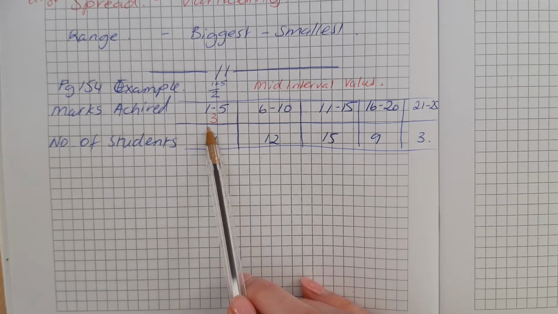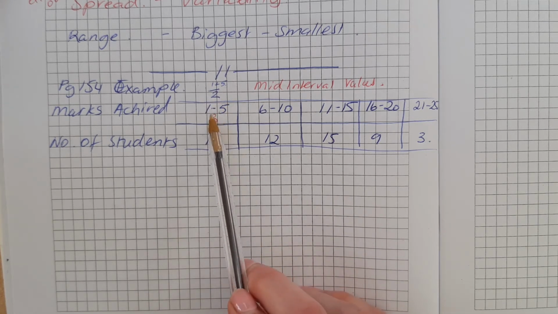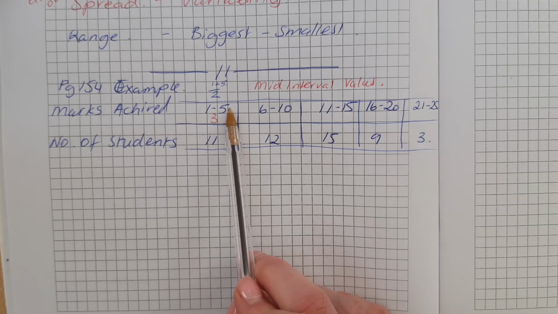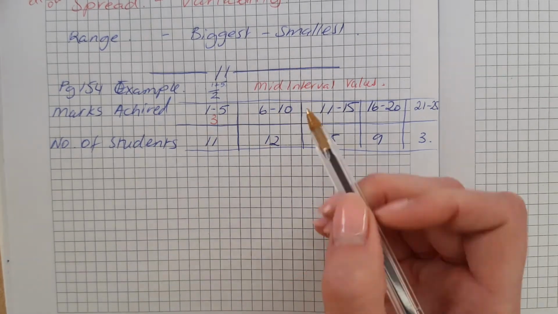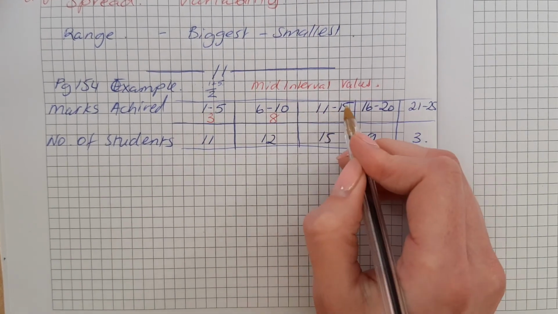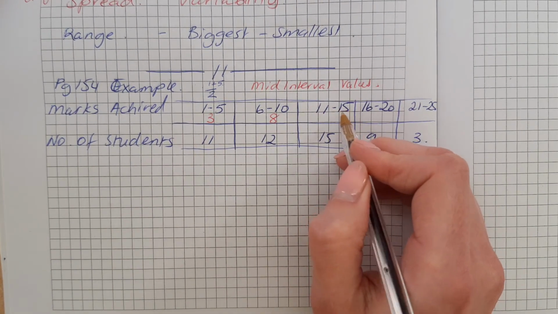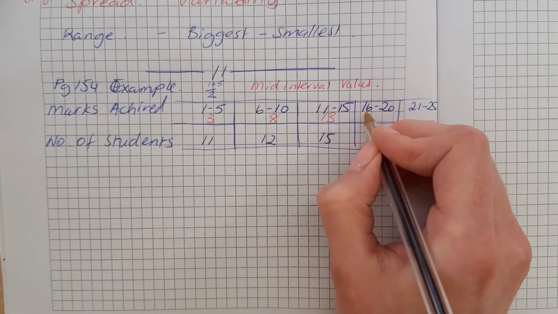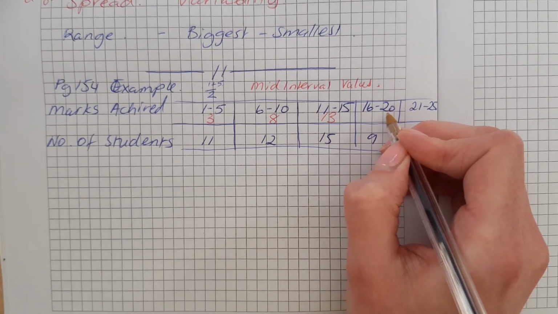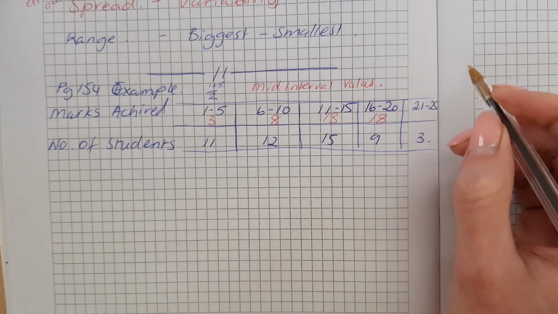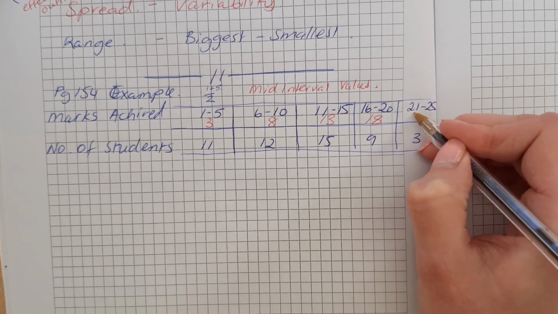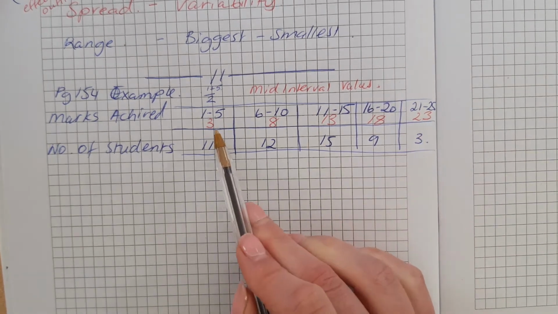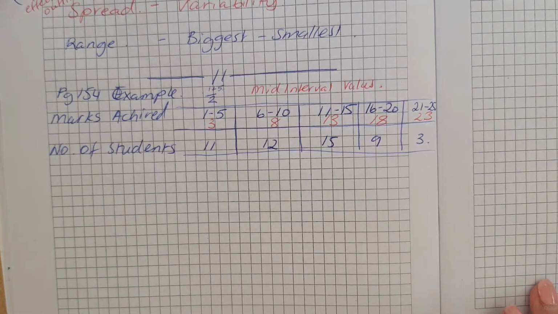Some people would be able to just see that, but there is a calculation you can do in order to solve it, and the calculation is just getting the average. 1 plus 5 is 6, divided by 2 is 3. 6 plus 10 is 16, divided by 2 is 8. 11 and 15 is 26, divided by 2 is 13. 16 and 20 is 36, divided by 2 is 18. And finally, 21 and 25 is 46, divided by 2 is 23. So in red, I've gotten the mid-interval values.